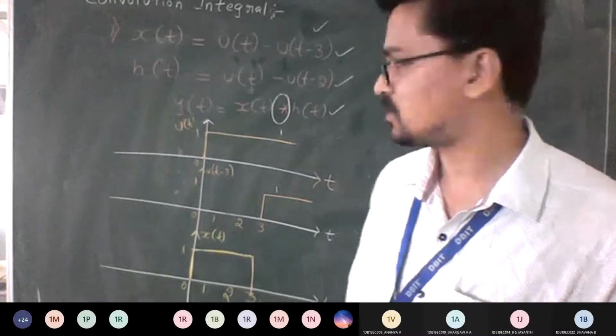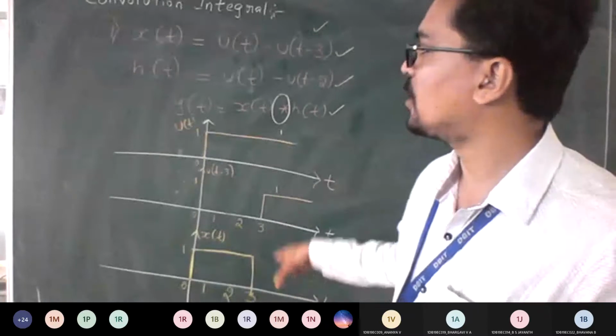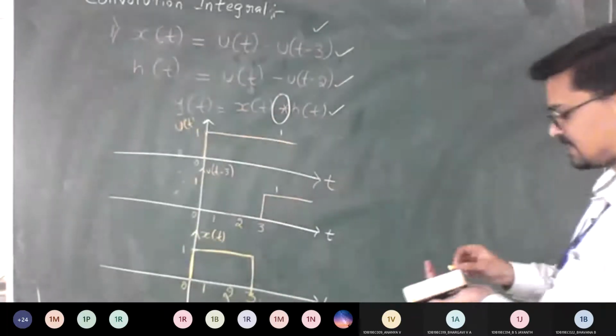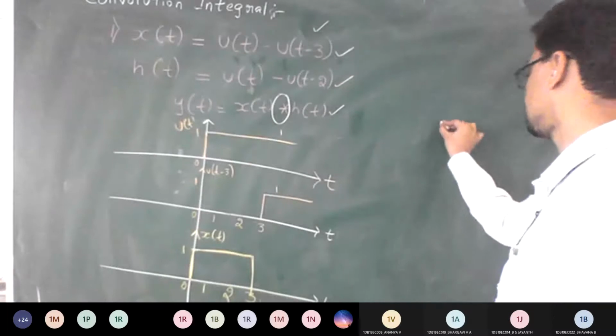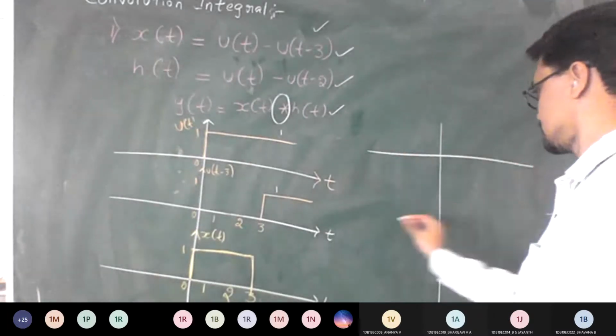Yes, sir. Good. So once I have x of t, in the same way I want you to plot for h of t also. Let me write this side. So h of t. Just check, and if it is not visible, let me know guys.